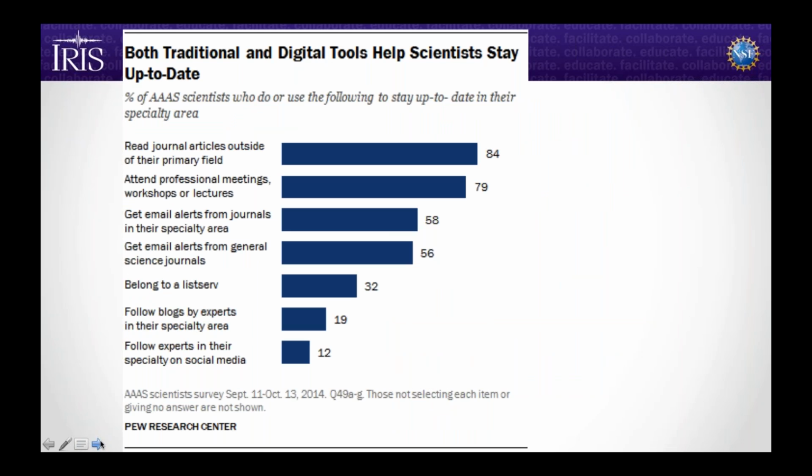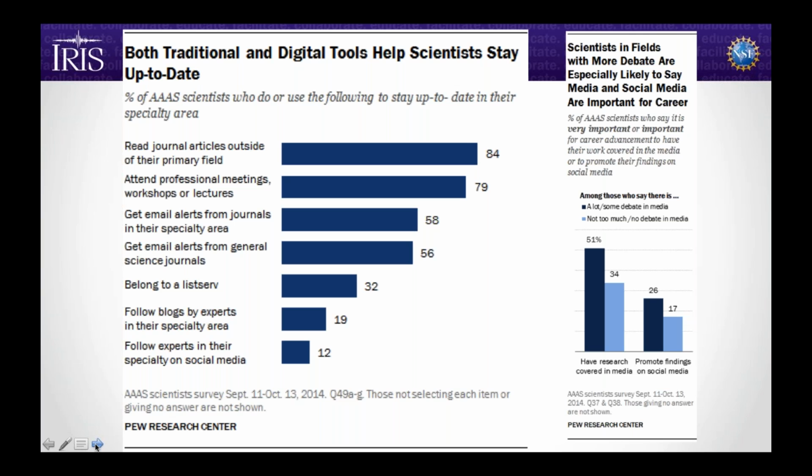And it can be very beneficial to your career. So not just public communication, but also benefiting you as a scientist. Both traditional and digital tools help scientists stay up to date. Of course, we're all reading journal articles and going to professional meetings, but many of us are following blogs by experts and following experts in our specialty on social media. And scientists in fields with more debate are very likely to say that talking to the media, and in particular using social media, can be important for their career.